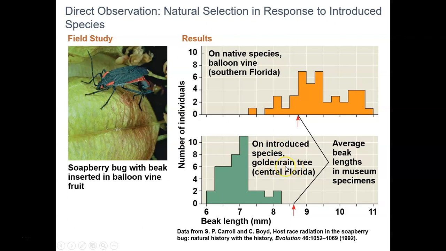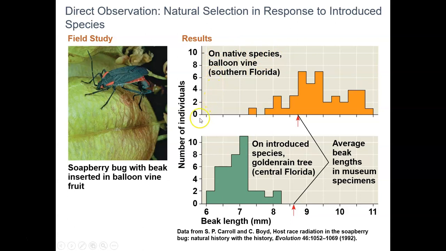In the golden rain tree fruit, the seeds are much closer to the surface of the fruit, and so scientists predicted that the beak of the soapberry bug found in central Florida accessing the golden rain tree fruits would have a shorter beak. So let's look at the results of this study.